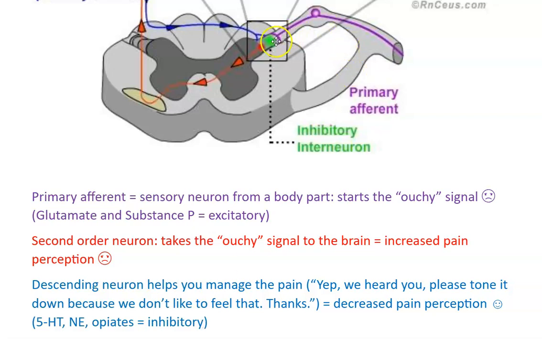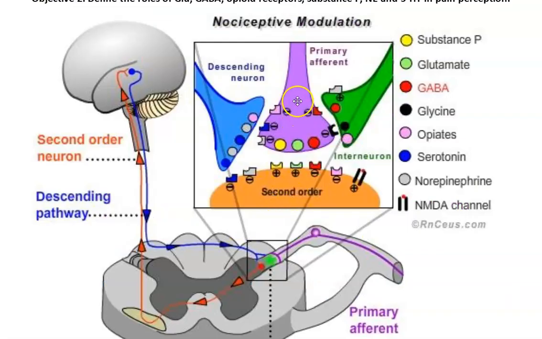So glutamate and substance P activate this one, that loop going up to the brain, but then coming back down and saying, okay, we got the message. Those neurotransmitters that are released from this blue neuron are serotonin, norepinephrine, and opiates. And you can also see that here. So this purple one coming down, you have glutamate, which is excitatory, and substance P, which is also excitatory, to excite that second order neuron.